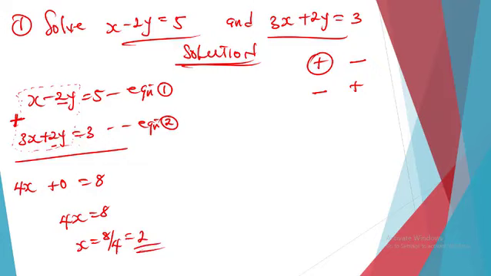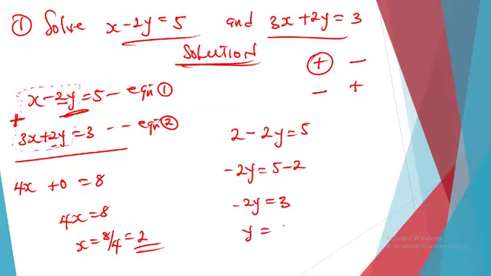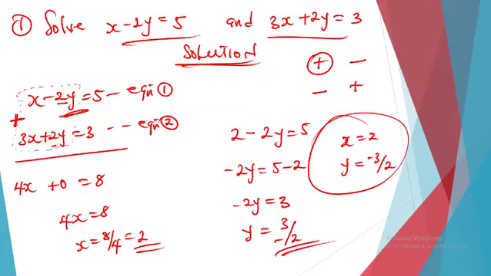We now substitute the value of x in equation 1 to find the value of y. So substituting x as 2, we have 2 minus 2y equals 5. We then have minus 2y equal to 5 minus 2. Minus 2y will give us 3, and then y is equal to 3 over minus 2. So the value of y is minus 3 over 2, and the value of x is 2. This is the answer. Let's take one more example.